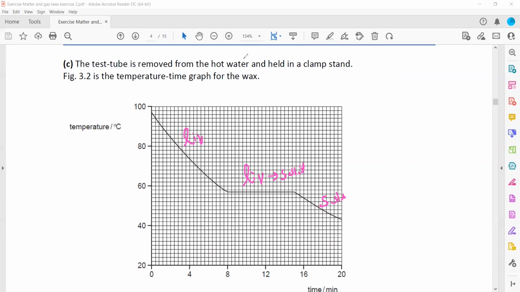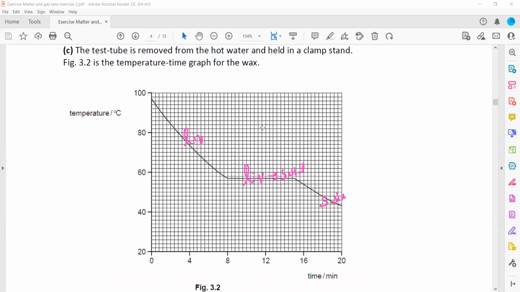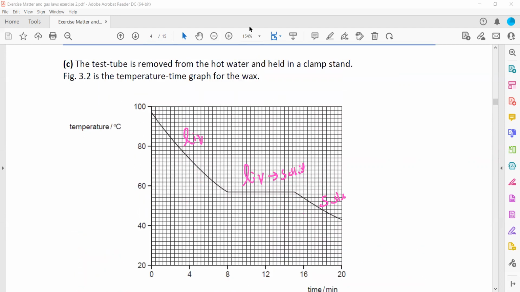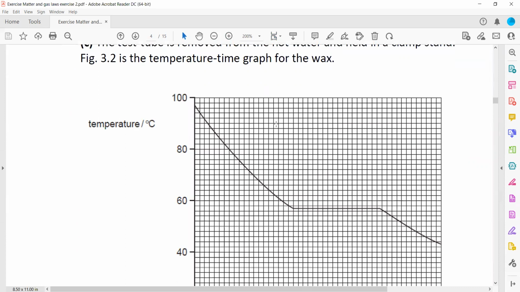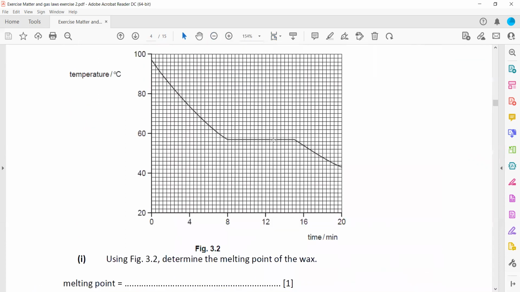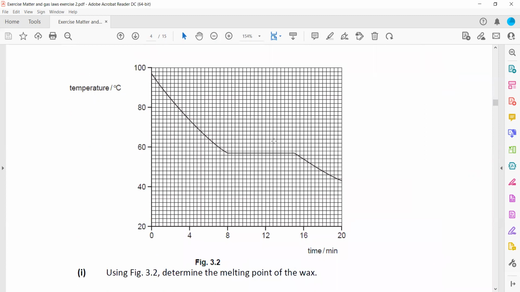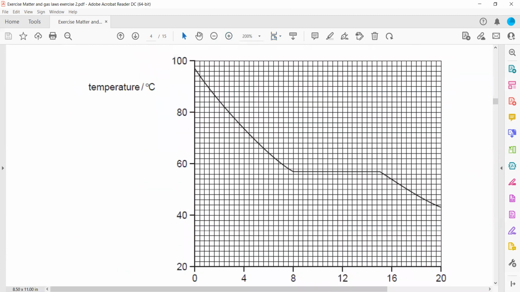In the question, we have to identify and mark the melting point. So how do we work out the melting point? Melting point is the temperature at which a solid turns to liquid, or vice versa, a liquid turns into solid. That is also the freezing point; it is the same thing. So at what temperature does the liquid turn into solid? You have to draw a line on the graph and identify it.